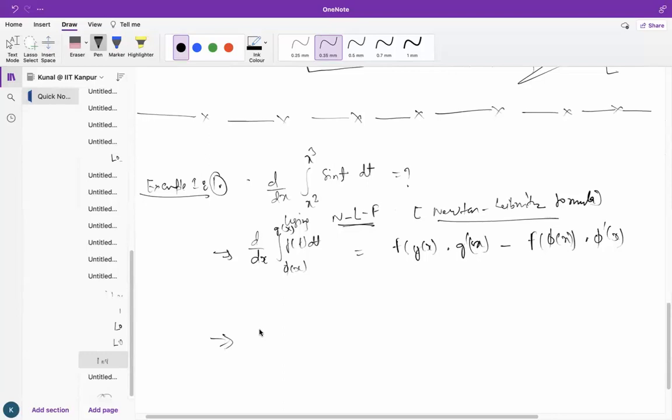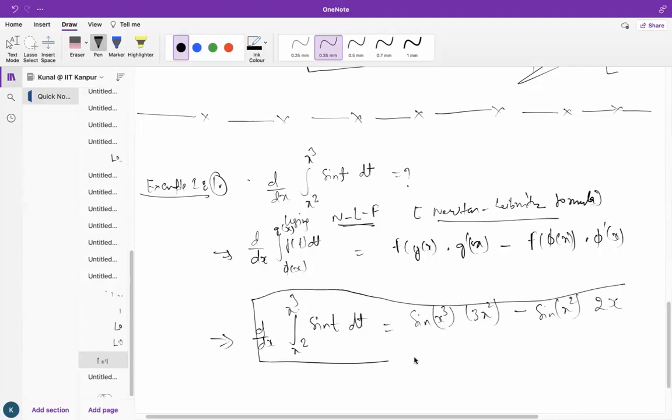So we have to find d by dx of the integral from x squared to x cube of sine of t dt. Here we insert the upper limit, sine of x cube, and differentiate the upper limit. We know the derivative of x cube is 3x squared, minus sine of the lower limit x squared, and now differentiating the lower limit, it is 2x, right? So this is our final solution. It is as easy as bread and butter. We have nothing to do but apply this formula.